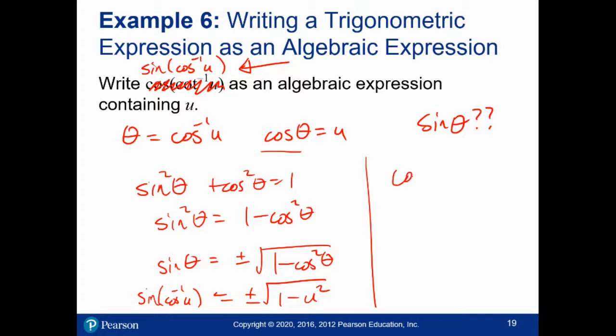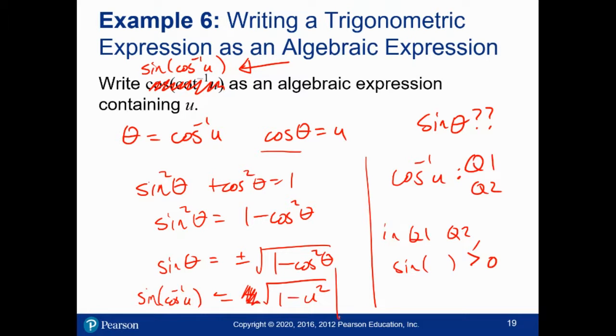So let's go back to the beginning and ask arc cosine of u. What quadrant will that live in? Arc cosine always lives in quadrant 1 or quadrant 2. That's what it produces. In quadrant 1 and quadrant 2, what can you tell me about the sine function? It's always positive. Therefore, the sine of the arc cosine of something must be positive. So I take the positive square root over here.